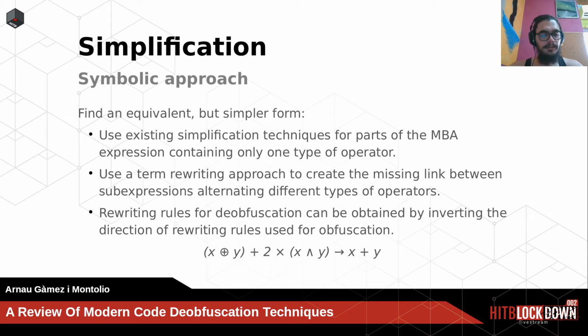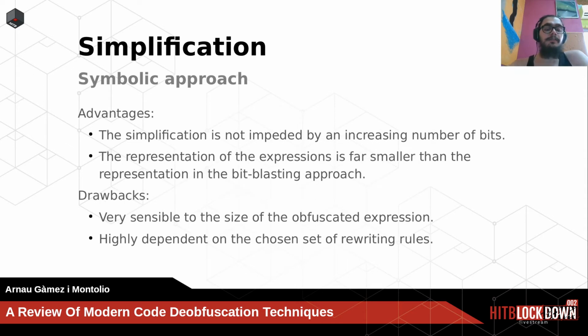The basic idea is that we can generate rewriting rules for the deobfuscation the same way we did for the rewriting rules used for obfuscation, just inverting the direction of the rule. As you can see here in this example, we just inverted the direction of the rewriting rule we used before for obfuscation, and we get a rule for the deobfuscation. The main advantage this approach presents is that the simplification is not impeded by an increasing number of bits. We are working at the word level, and also the representation of the expressions is far smaller than the representation in a bit-blasting approach.